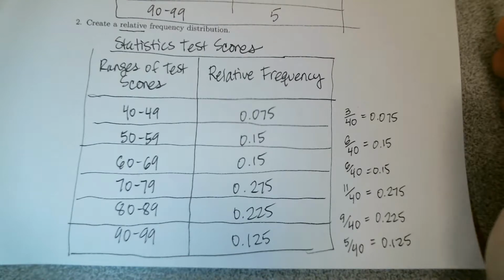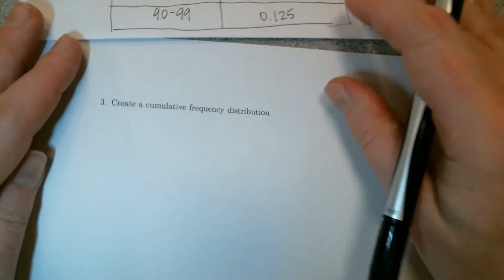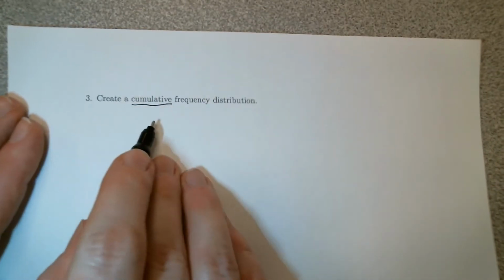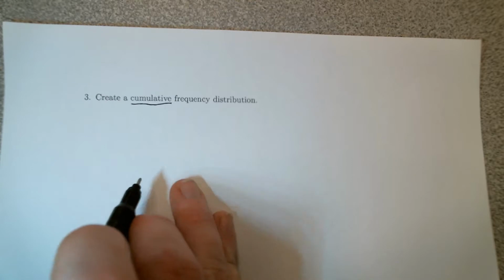So what we're going to do now is create a cumulative frequency distribution. And a cumulative frequency distribution is the sum of the frequency of a particular class and all the preceding classes. So cumulative means we're going to be adding up our frequencies as we go.